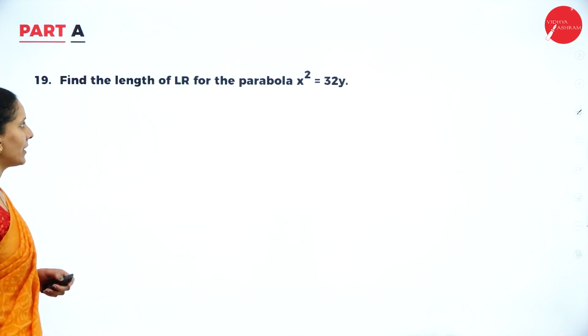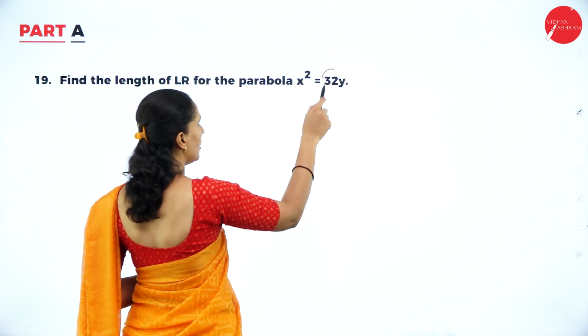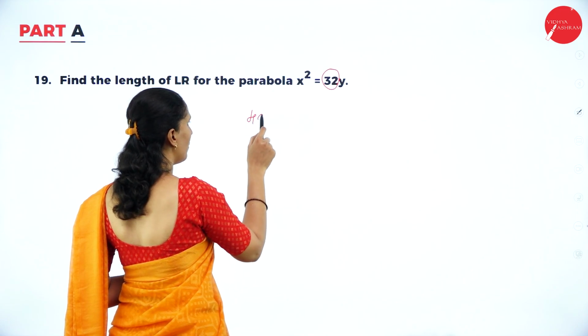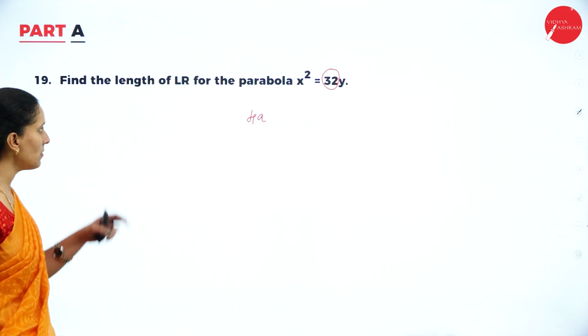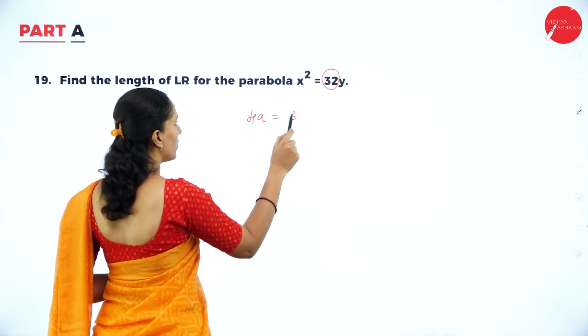Find the length of latus rectum of the parabola. So we know that for any parabola, the value 4a will give you the length of latus rectum. So here the length of latus rectum is 32.